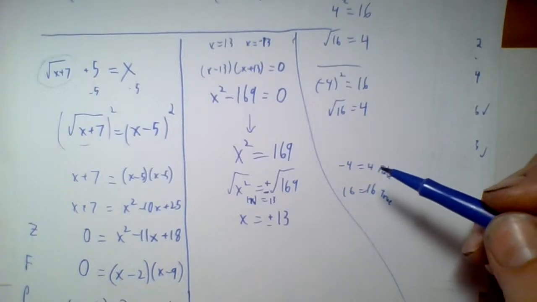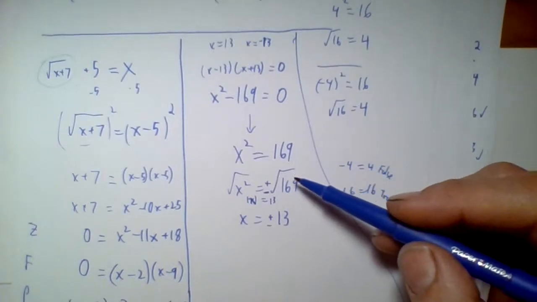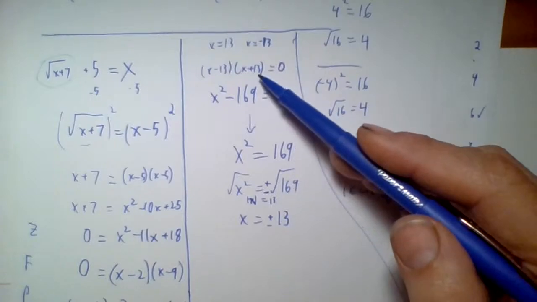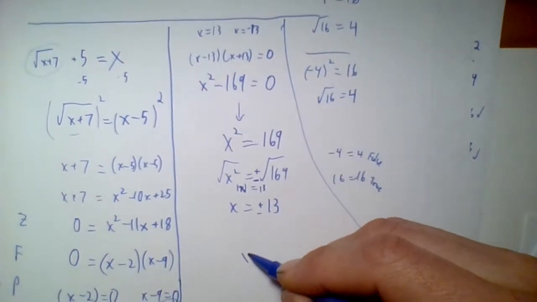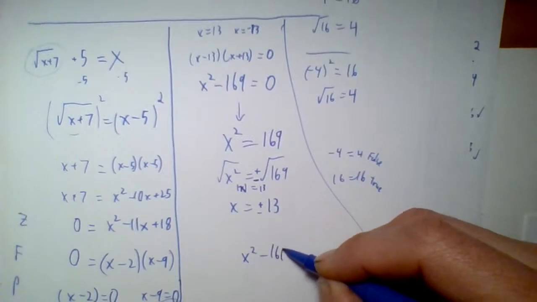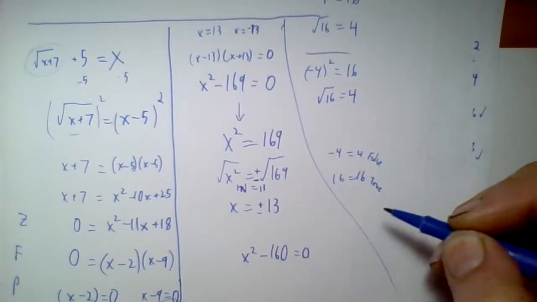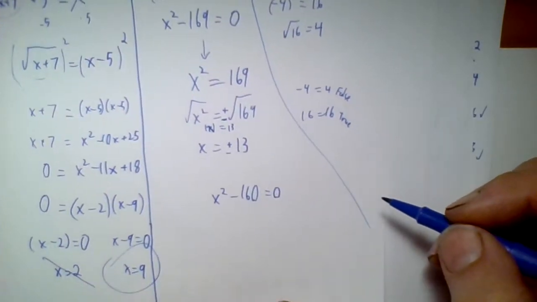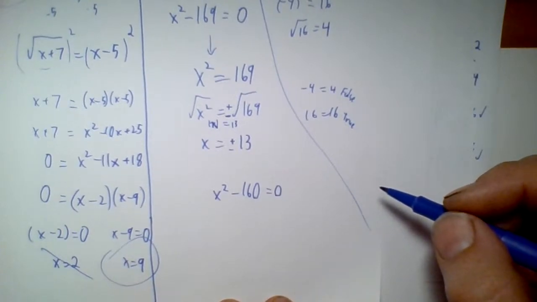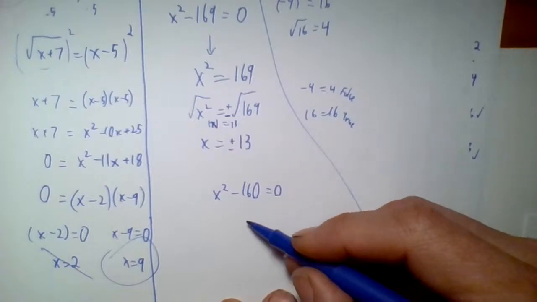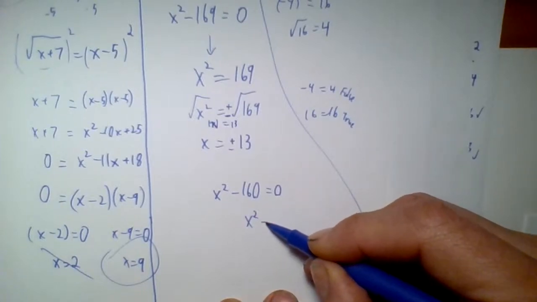Now, the nice thing about this is it doesn't have to factor. This one could have been done by factoring because that was a nice number right there. But what if I have x squared minus 160 equals 0? That's not a perfect square anymore. So I can't factor it into x minus something and x plus something. It doesn't factor. But I can still do it by the square root property. I just don't get nice numbers out of it.